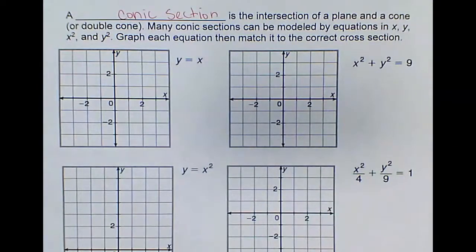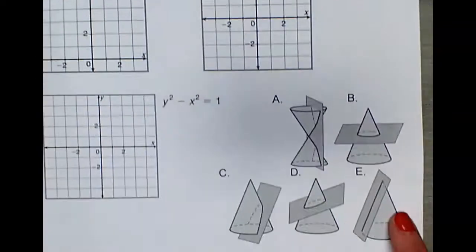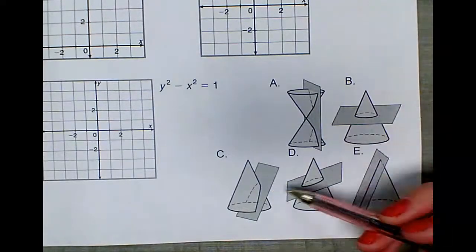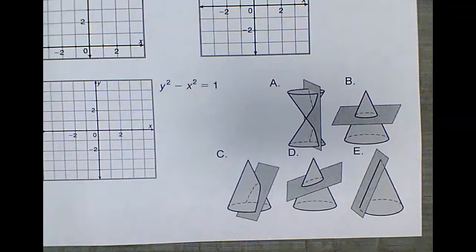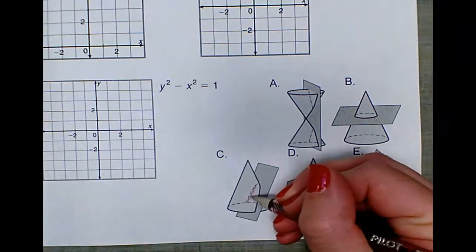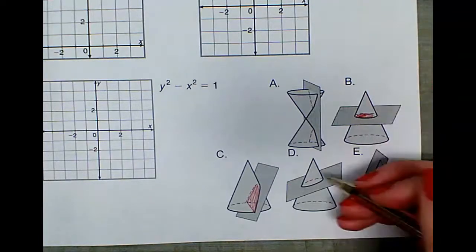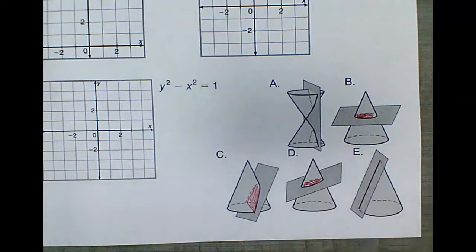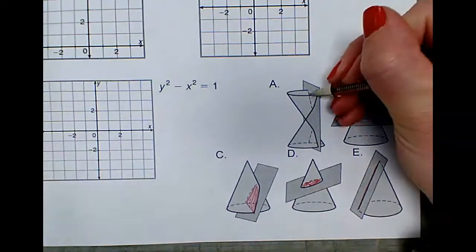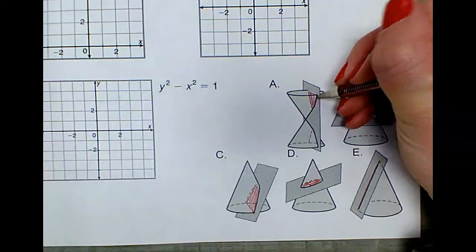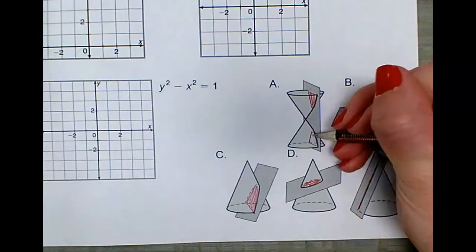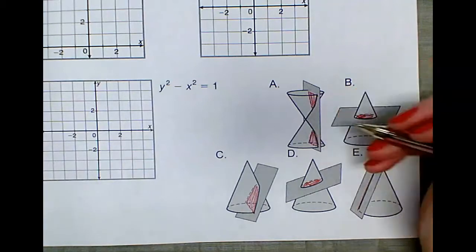Many conic sections can be modeled by equations in x and y and x squared and y squared. So we'd like to graph each equation and then match it to the correct cross section that's below. So we've got these cross sections that are created. And if it helps, you can go in and you can color in the cross section. Okay, so coloring in these cross sections might assist you in figuring out what these shapes are. Of course, you don't have to color in all of them. You don't have to color in any of them if you don't want to, but I thought it might be useful to color in those cross sections.